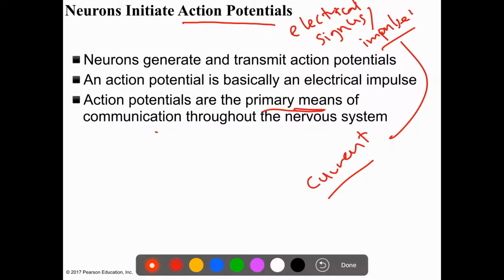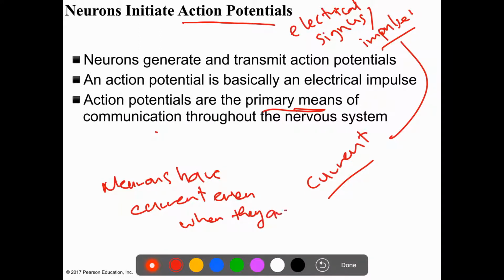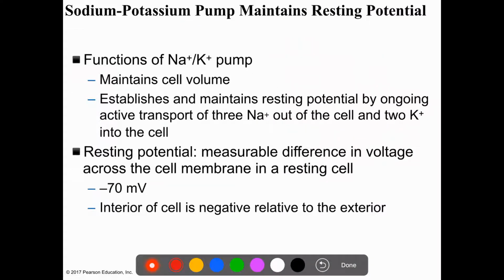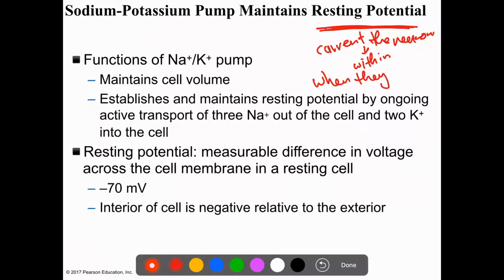In fact, neurons have these currents even when they are not transmitting any signal. Even when they are at rest, they have this current, and that is called the resting potential. So the resting potential is the current running within the neurons when they are not working, when they are not transmitting a signal.